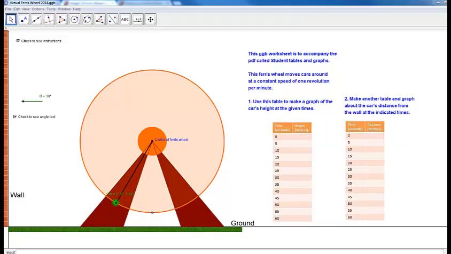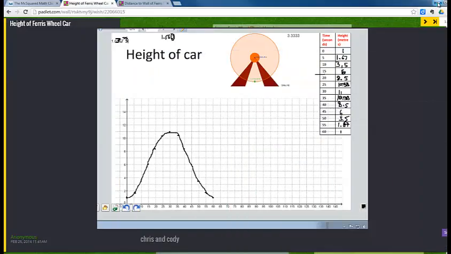Once their height table was all filled in, it was time for them to do their graph by hand. And here is an example of one group's work, Chris and Cody. They filled in their table, they plotted their points on the graph, and then joined it to see what kind of a shape they would get.